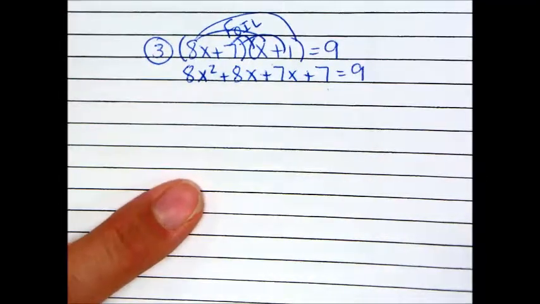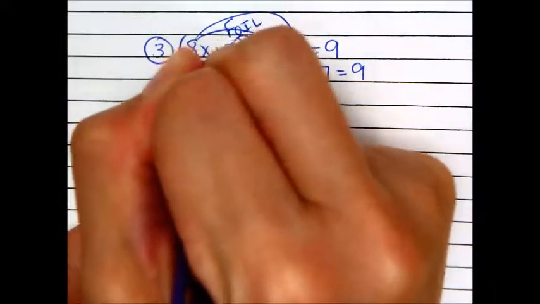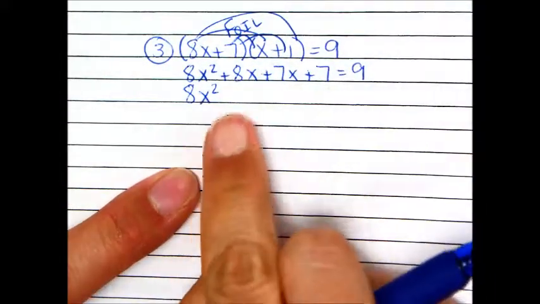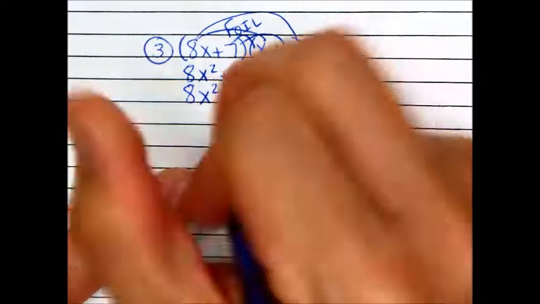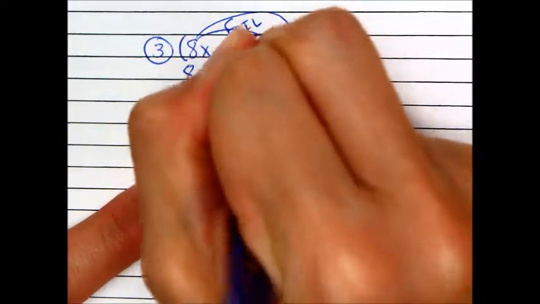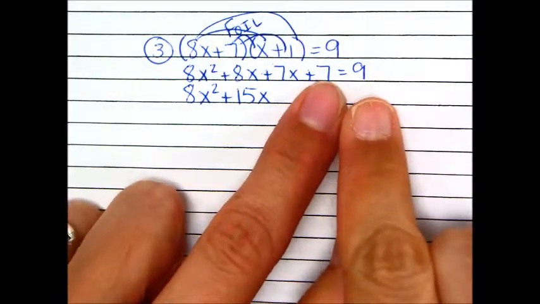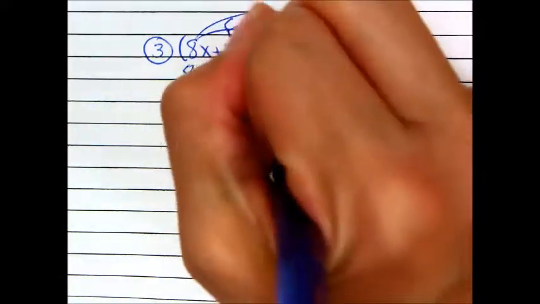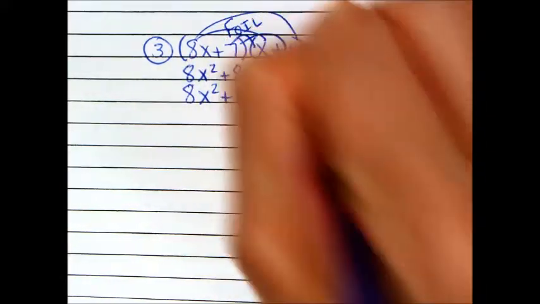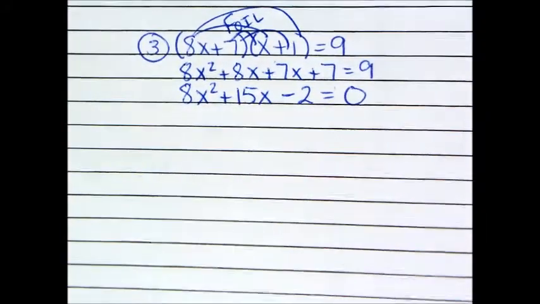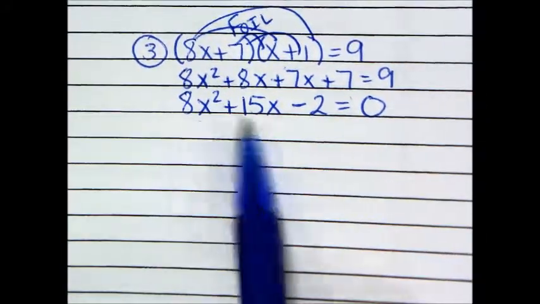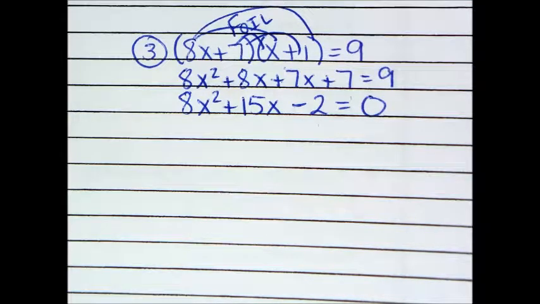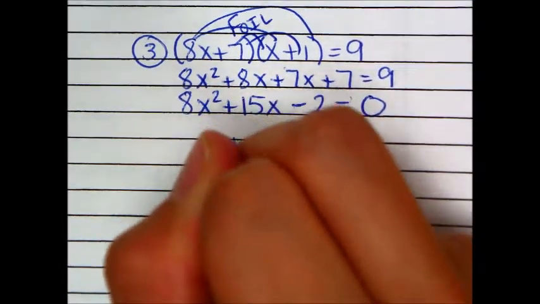I'm going to do a couple steps in one here. The 8x squared stays. I'm going to combine 8x plus 7x, which makes 15x. And then I'm going to fix this. If I have 7 and I move this 9 over, 7 minus 9 is negative 2. And then it equals 0. Now check: can 8, 15, and 2 be divided by a common factor? No. So you go straight to the box.